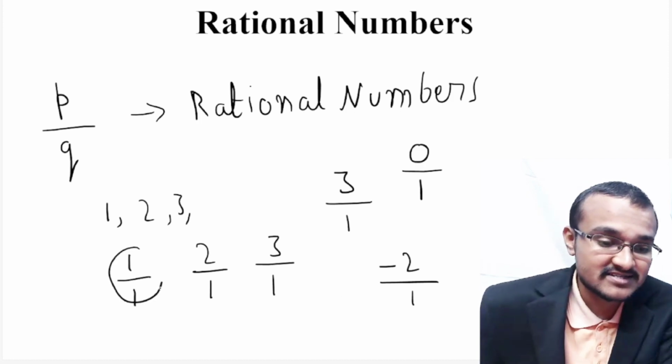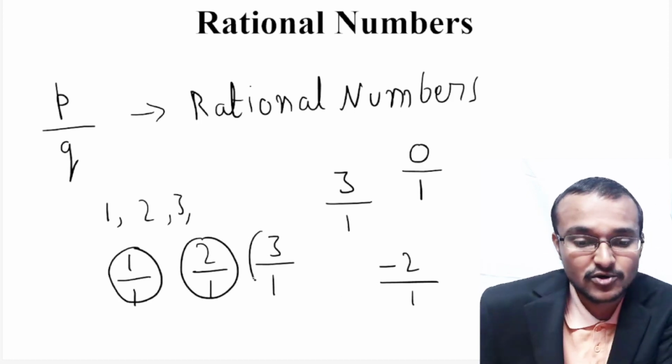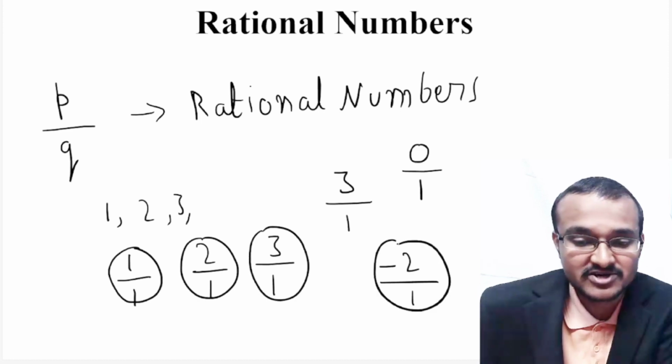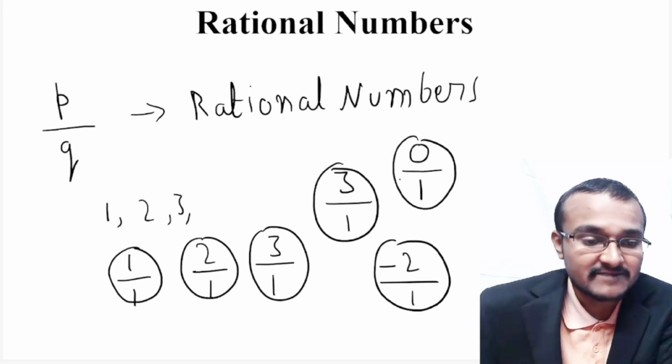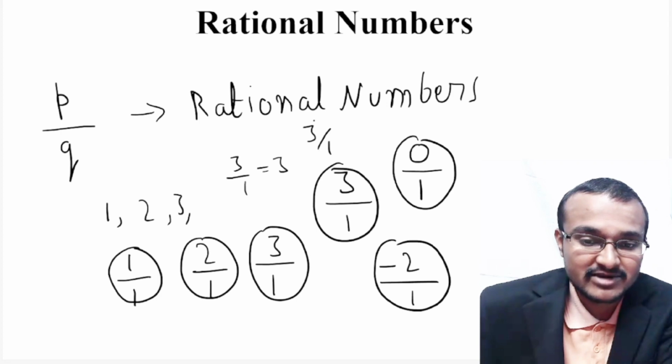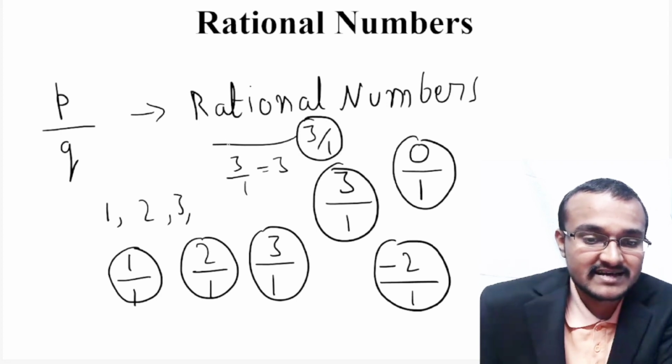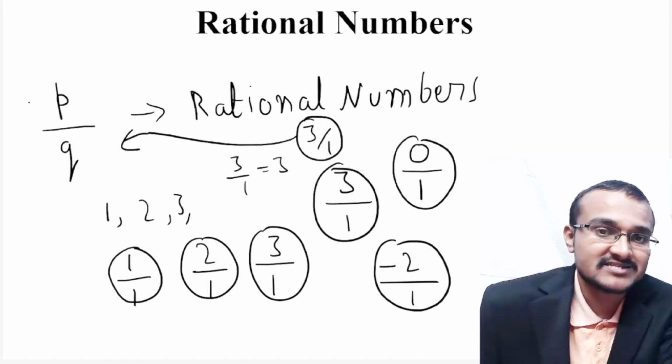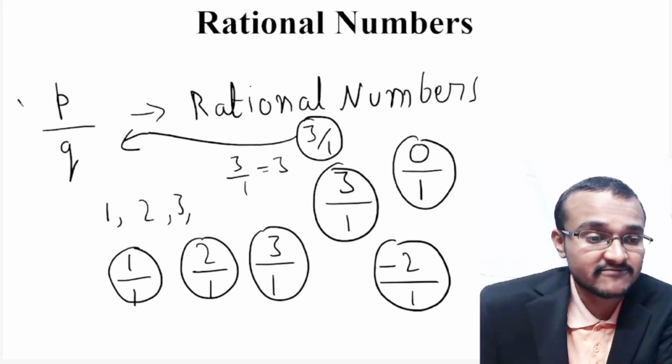So all integers, all natural numbers, all whole numbers can be written in this particular form. They can be divided by 1, because if you divide by 1, you will get the same answer, because 3 divided by 1 is again 3. So 3 can be written as 3 by 1. So if it is in the form of 3 by 1, then it is in the form of p by q. P by q means any number which is expressed in the form of numerator divided by denominator.